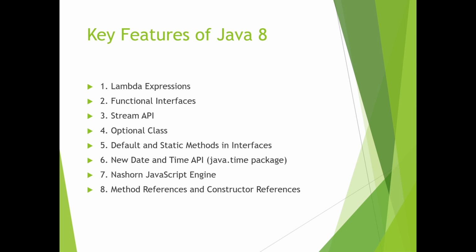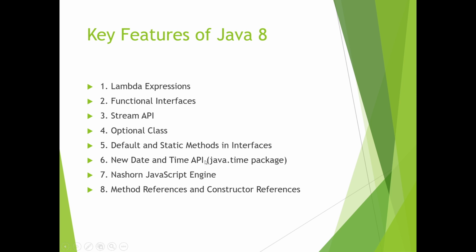That means the interface will contain abstract plus default plus static methods. Also, you can declare a static method within the interface. I will give you an example for a default method. You write default, then void, then the method name, and let's say you want to print something, System.out.println, you print something.